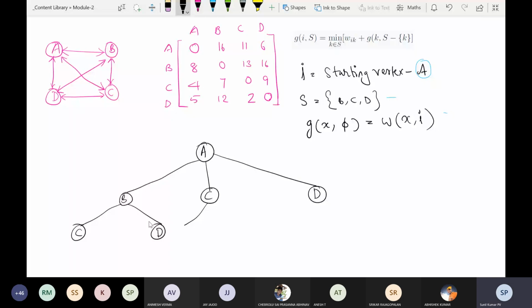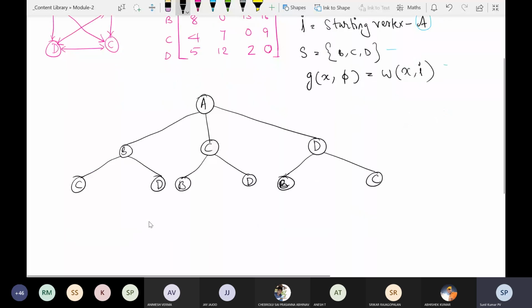Suppose he doesn't go to B or C, he visited D first. If he visited D first, then what are the options available from D? C and B are the options, or we can write B and C. In order to make it consistent, we can write B and C. So these are the three options available. Now, just like that, you can grow this tree.